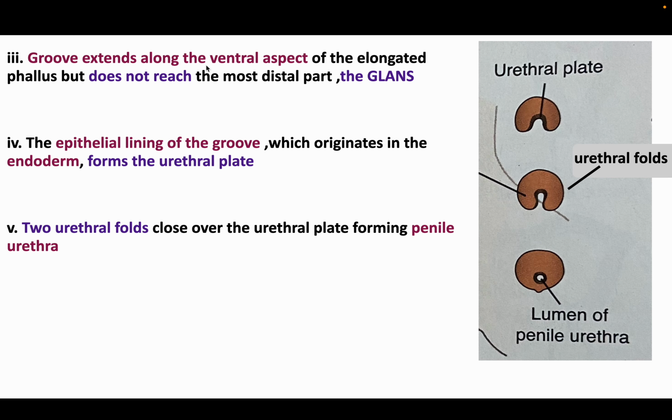Now this groove along the ventral aspect, it extends up to the anterior end, but it is not reaching up to the most distal portion. So groove extends along the ventral aspect of the elongated phallus but does not reach the most distal part, the glans. Now the epithelial lining of the groove, which originates in the endoderm, forms the urethral plate. The two urethral folds close over the urethral plate, forming the penile urethra. You can see this epithelium lining of the groove, basically originating from the endoderm, it forms a urethral plate. Later on the urethral folds, they fold in such a manner that they enclose the penile urethra.